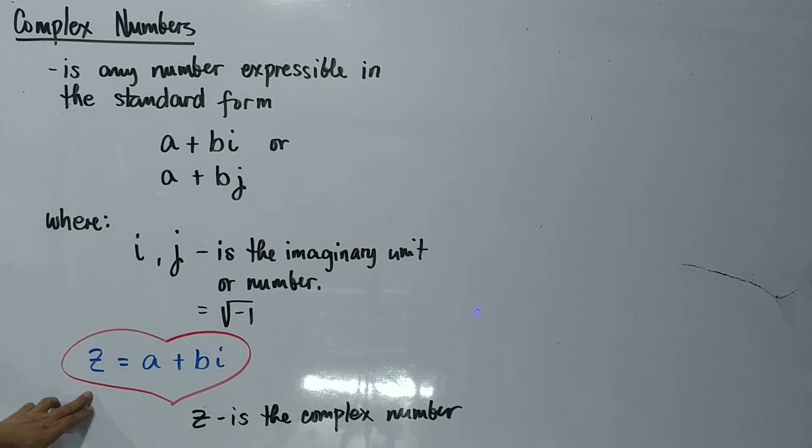So we have now z equals a plus bi, where z now represents our complex number. Okay?